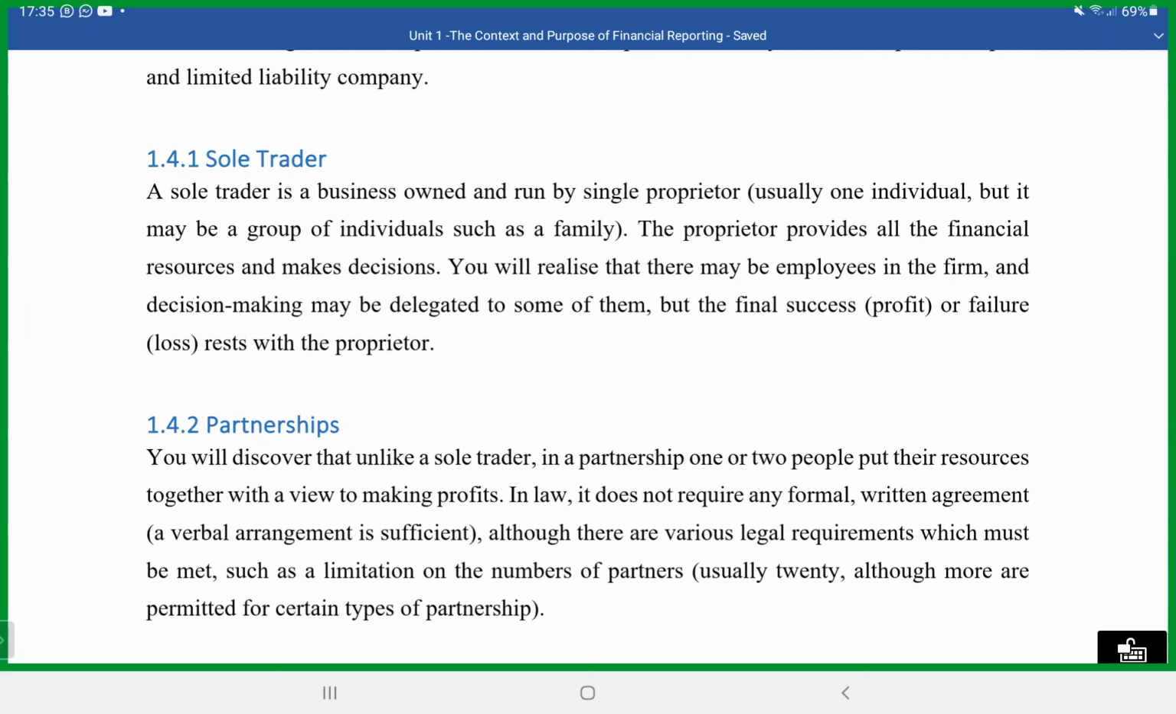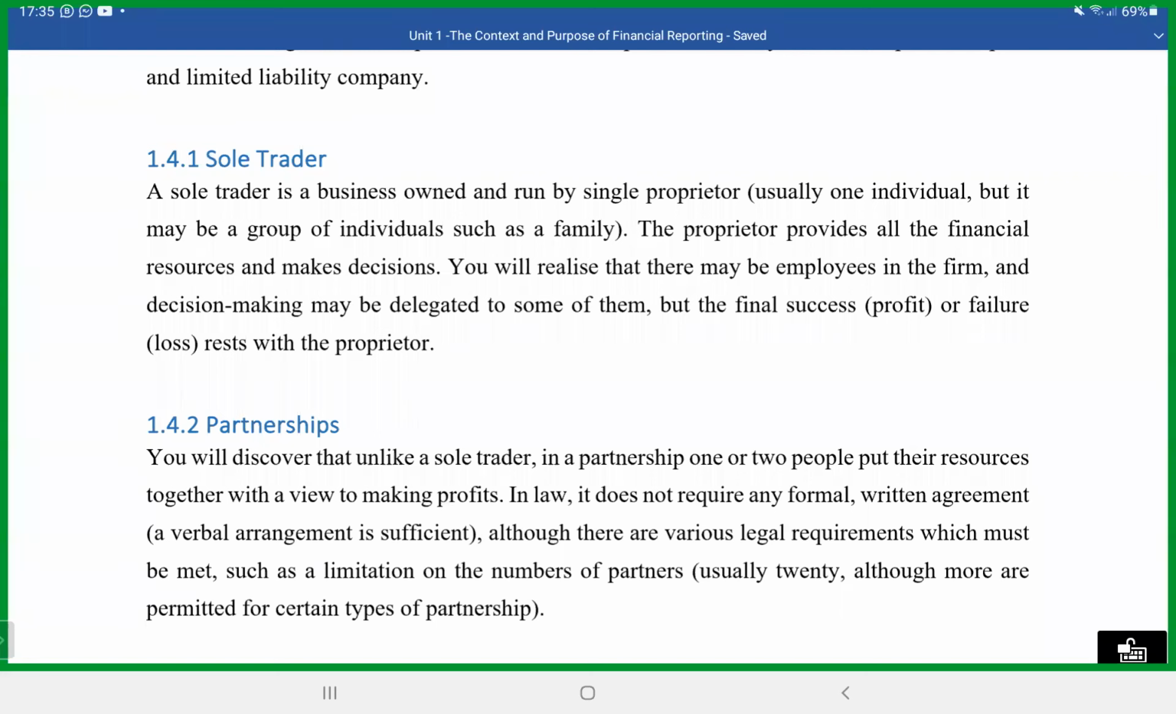Okay, you asked what is the difference between a sole proprietor and a sole trader? No, it's just one and the same thing. A sole trader and a sole proprietor are one and the same thing. The way the word sole means one. Is that clear? I don't know if that helped.